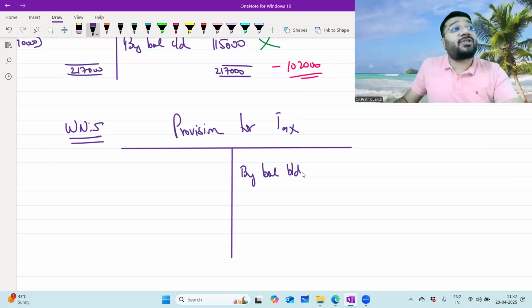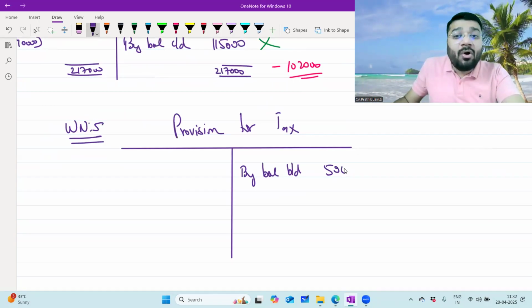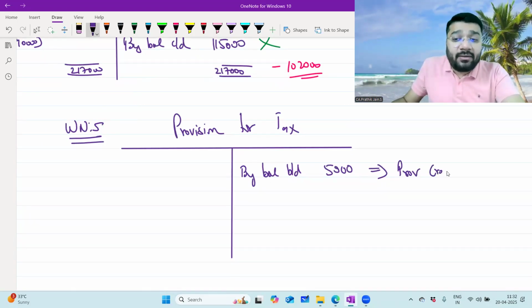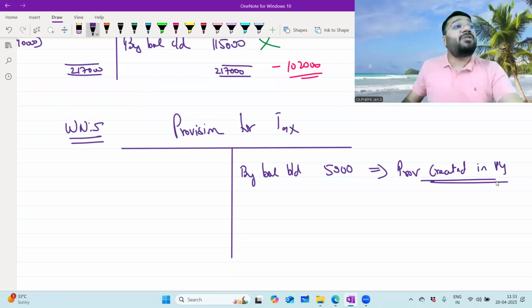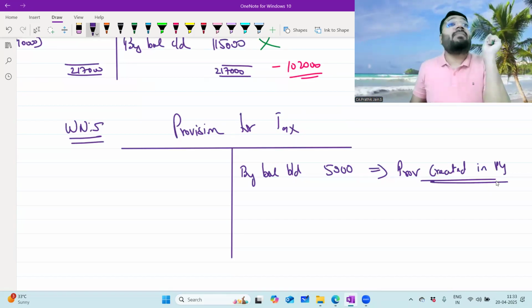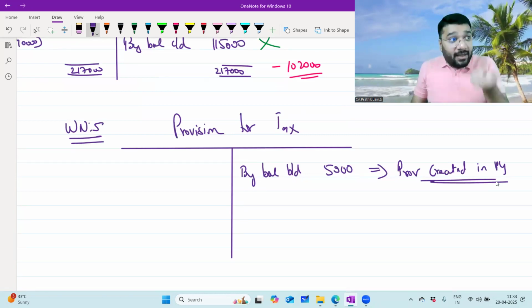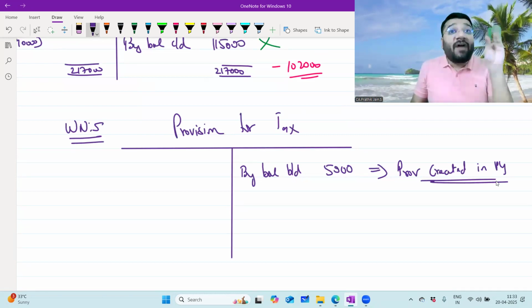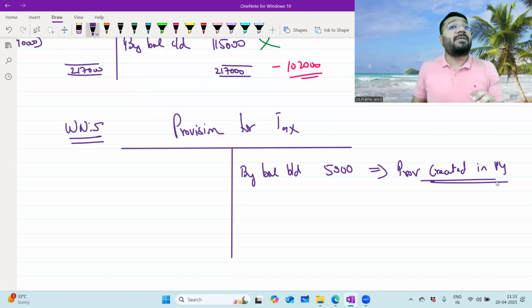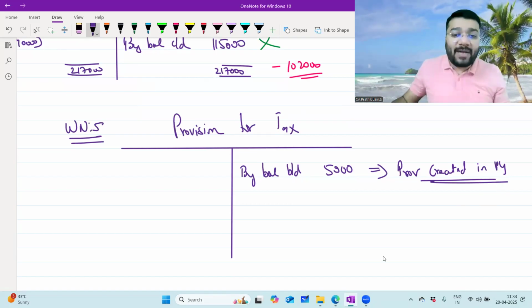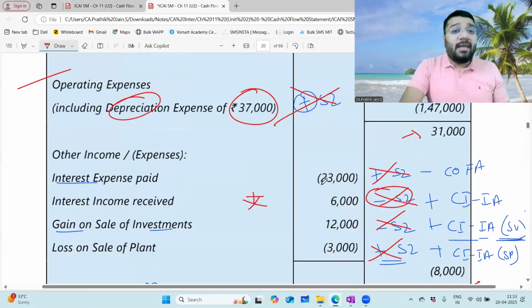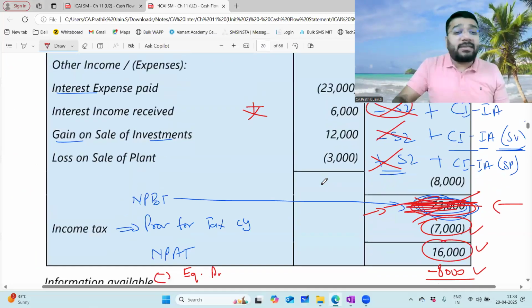This was discussed in last class. 5,000. What is the meaning of this 5,000? Provision created in previous year. Means you promised last year to the income tax department that in the current year, that is the next year, I'll pay 5,000 rupees. Like that, you promised it in the last financial year.